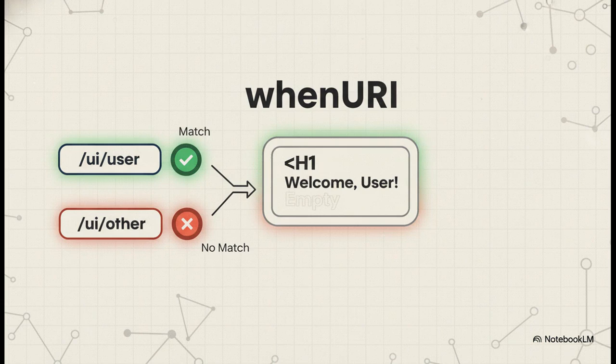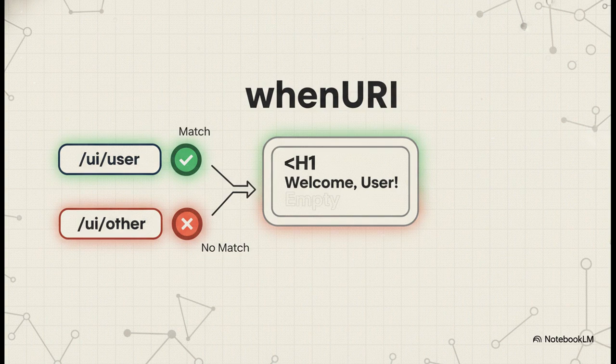Okay, here is the most basic example you can have. We've got a div tag, and we call whenURI on it with a simple test. Does the URL start with /UI/user? If the answer is yes, our success handler kicks in and it replaces the div's content with a brand new h1 tag. Simple.